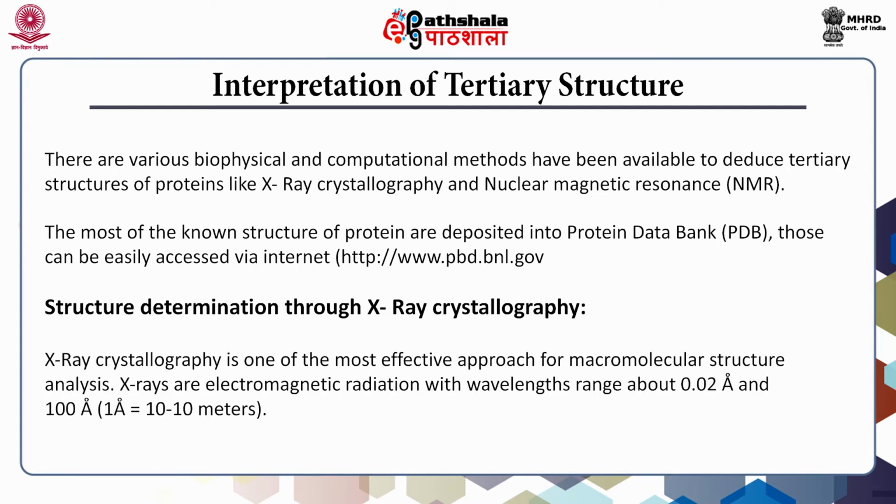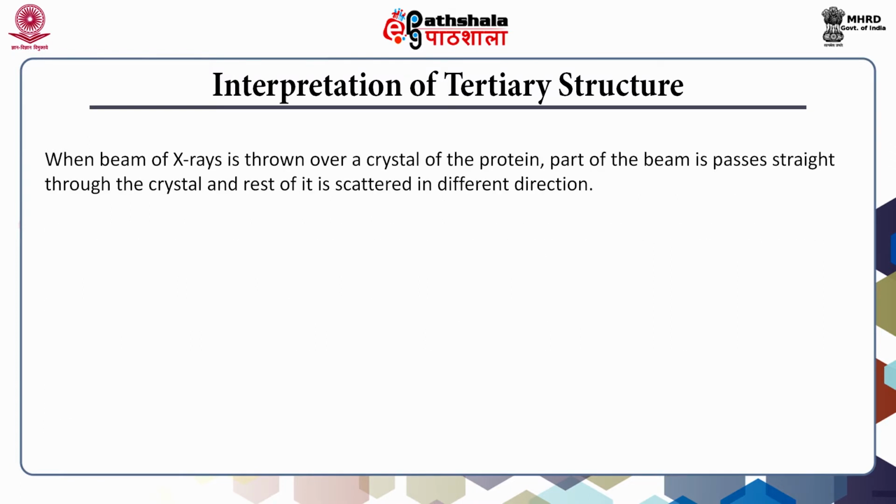Structure determination through X-ray crystallography. X-ray crystallography is one of the most effective approaches for macromolecular structure analysis. X-rays are electromagnetic radiation with a wavelength range of about 0.02 angstrom to 100 angstrom. When a beam of X-rays is thrown over a crystal of the protein, part of the beam passes straight through the crystal and the rest of it is scattered in different directions.